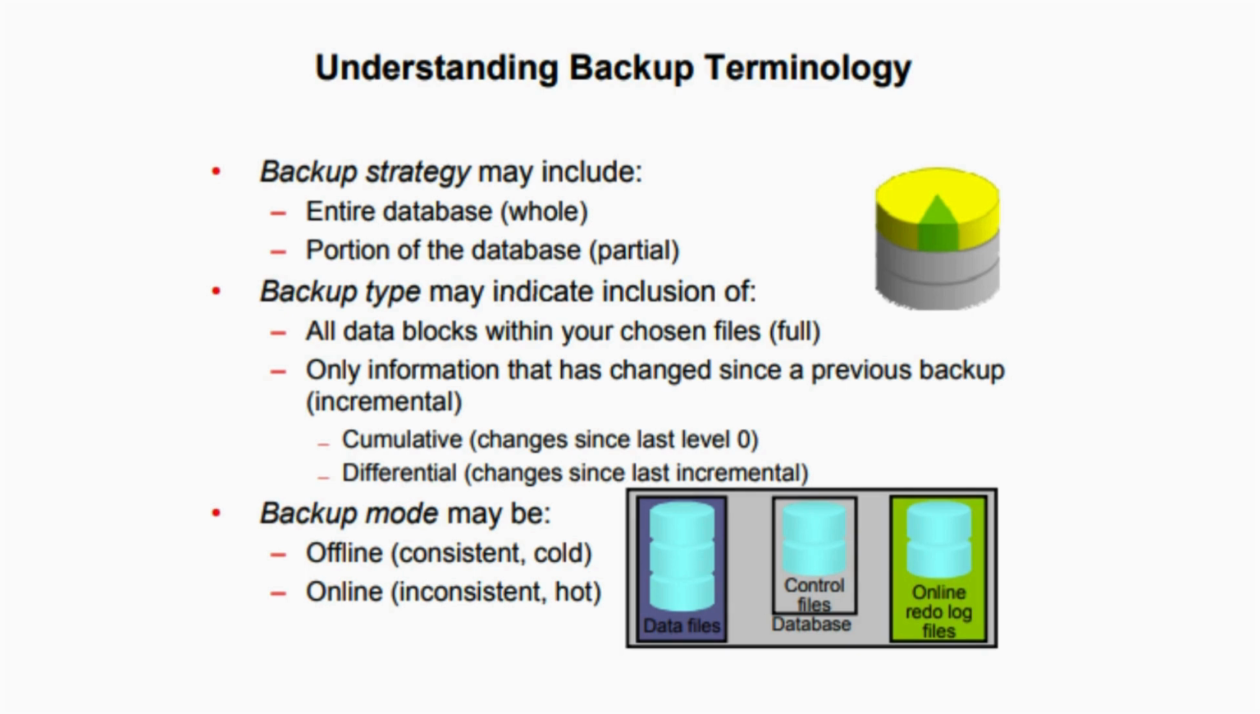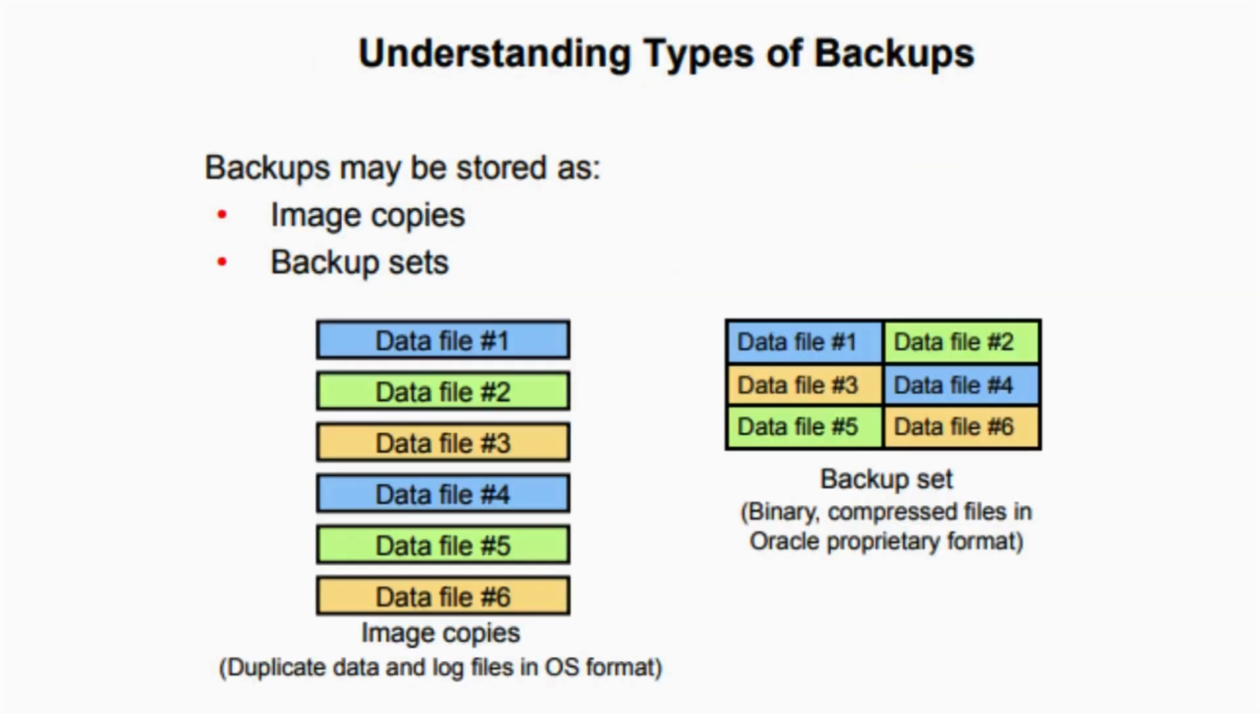Offline backups, also known as cold or consistent backups, are taken while the database is not open. They are consistent because, at the time of the backup, the system change number, SCN, in data file headers matches the SCN in the control files. Online backups, also known as hot or inconsistent backups, are taken while the database is open. They are inconsistent because, with the database open, there is no guarantee that the data files are synchronized with the control files.